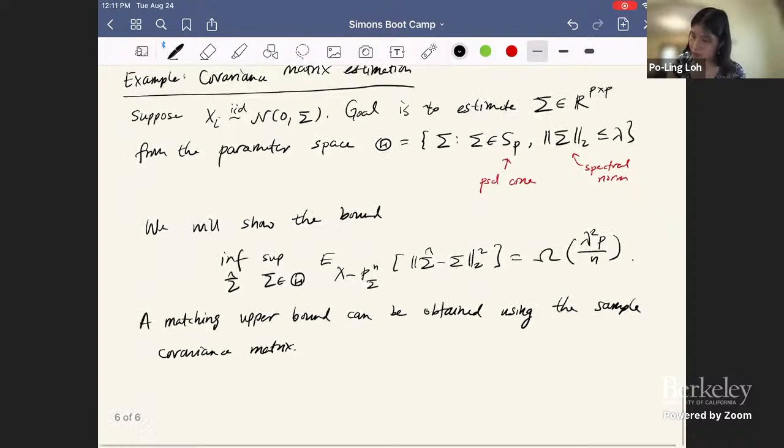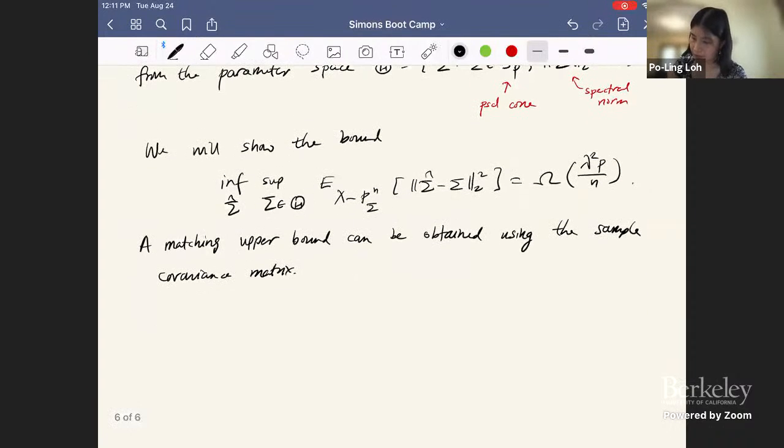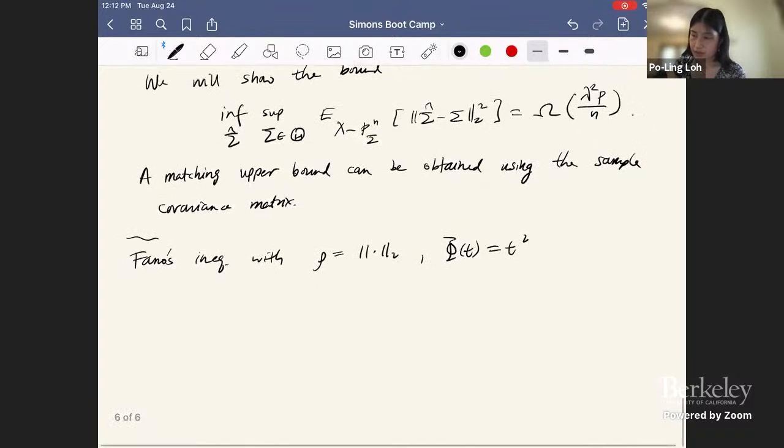Okay, so how are we going to establish this lower bound? Well, of course, we'll use Fano's inequality. So we'll apply Fano's inequality with rho equal to the spectral norm of matrices, and phi of t equal to t squared. Again, we have squared spectral norms, so we're going to do it like this. Now we need to define the set that we're going to use. Here I'm going to skip a bunch of details and just give you the main ideas of the construction.